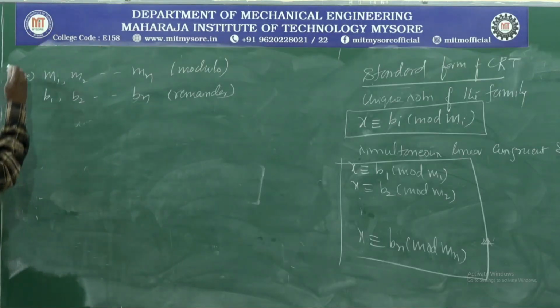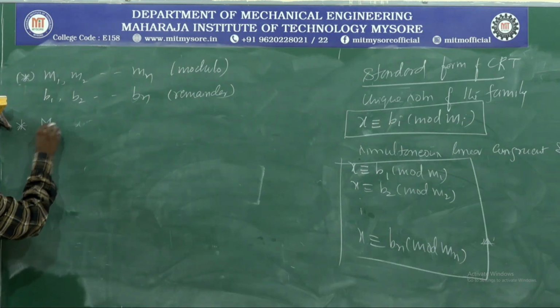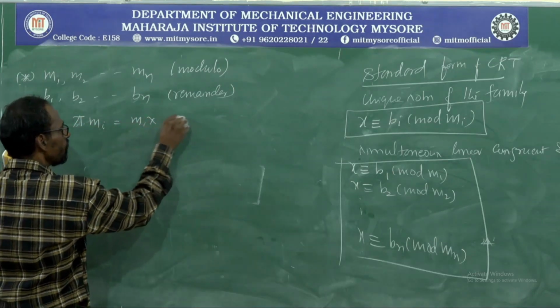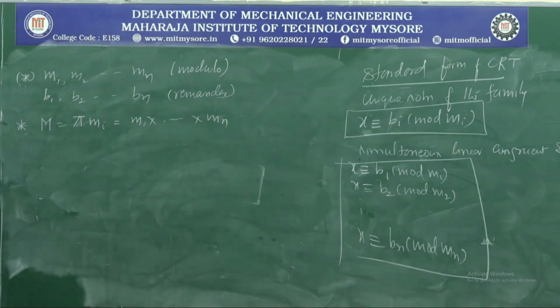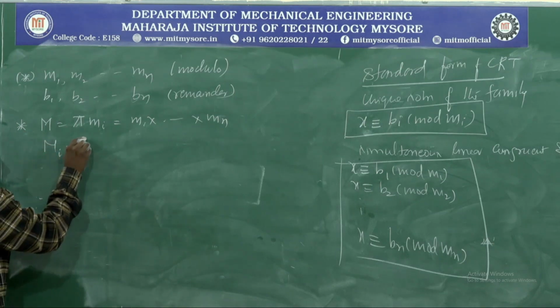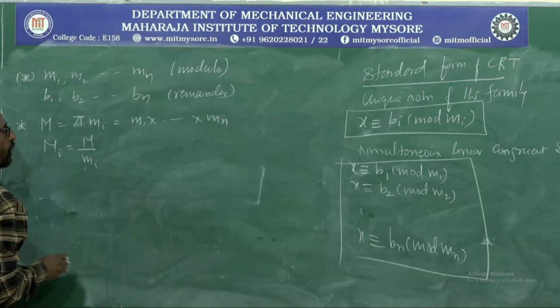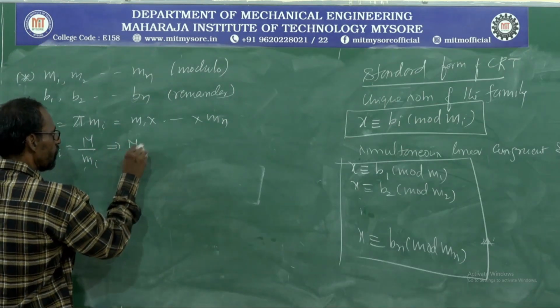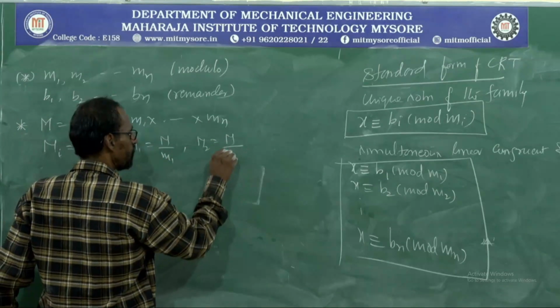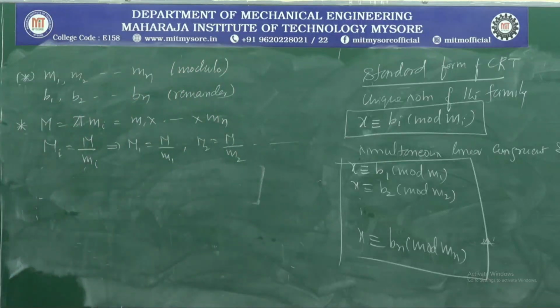Now the second step. Step 1 is done. In step 2, define capital M equal to the product of small mi, that is m1 multiplied to mn. All modulo values will be multiplied to get capital M. Once you get capital M, you generate capital Mi as capital M divided by small mi. That means we can write M1 equal to M divided by small m1. I can write M2 equal to capital M divided by small m2, go till the end.